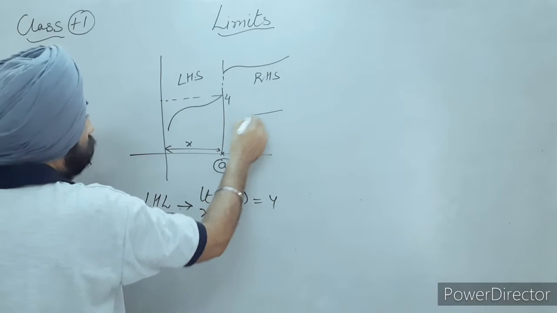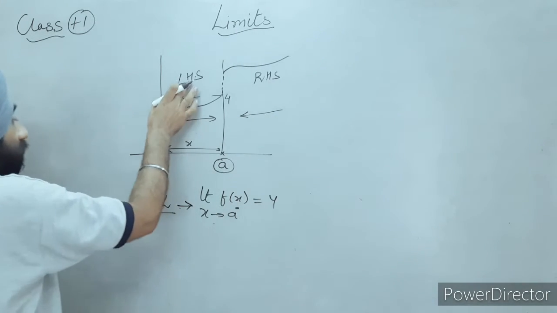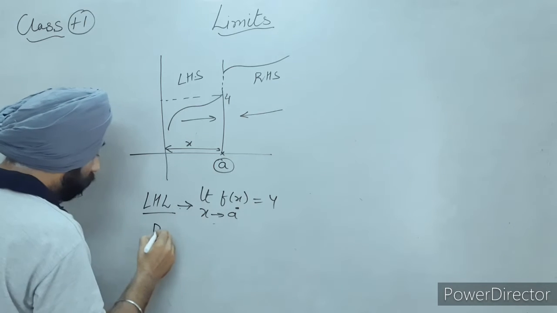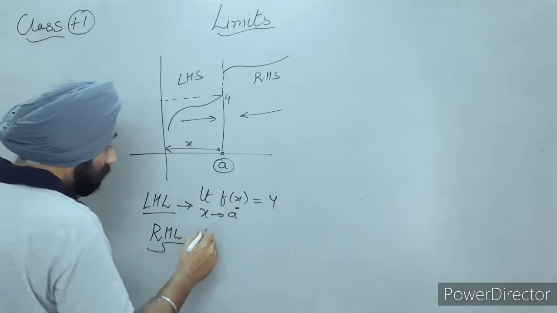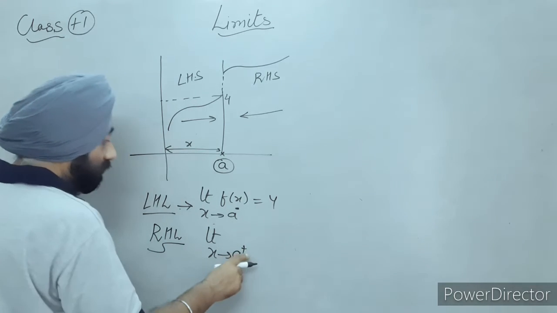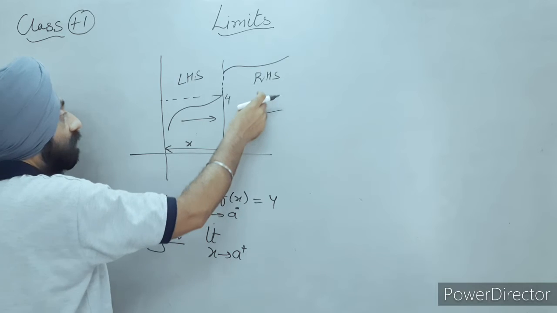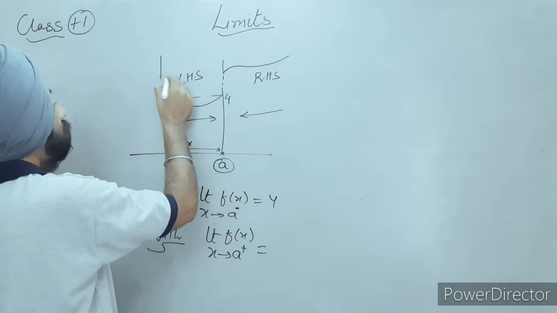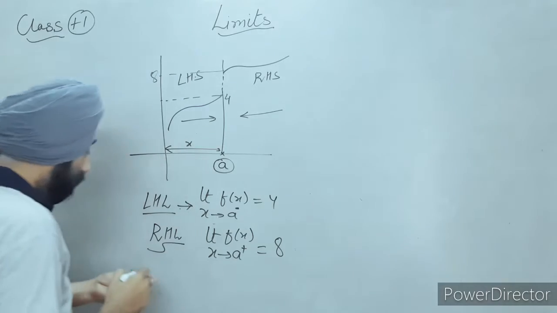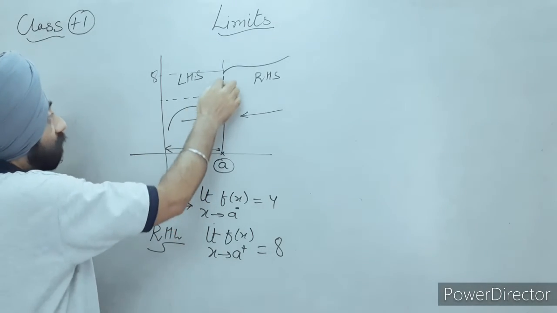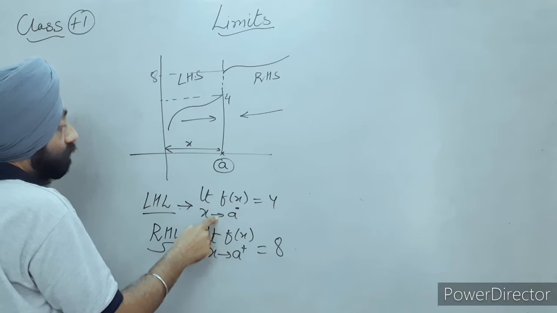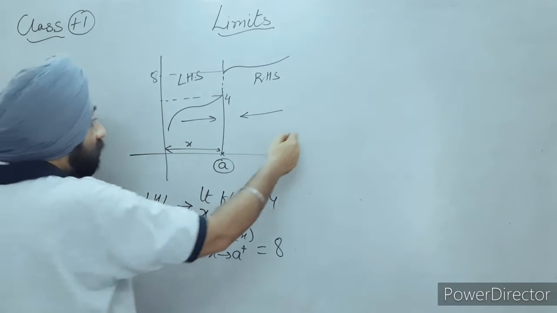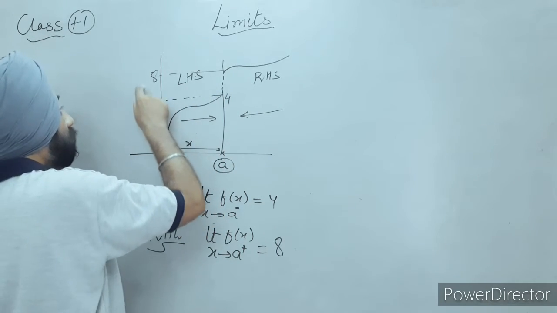Now first I approached my function from the left hand side of a. Now I approach it from my right hand side, that is the right hand limit, x approaches a plus. This plus sign indicates I am approaching the function from the right hand side. My input is a positive, that is f(x) equals, let this value be somewhat like 8. This is equal to 8. So what happens when I approach the function? Limit as x approaches a negative, that means from the left hand side, I get the answer as 4. Now when I approach the function from the right hand side, I get the value as 8.